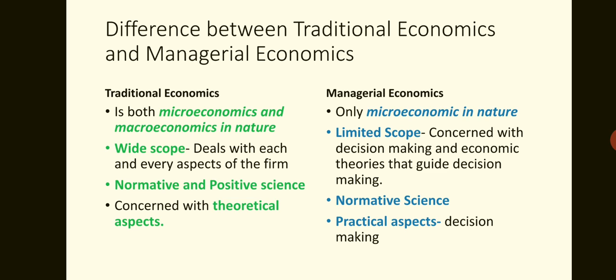So traditional economics considers both normative and positive science, whereas managerial economics focuses only on businesses, thus it is a normative science. Traditional economics is concerned with the theoretical aspects, all the theories related to individuals, related to firms, related to nations, related to the whole international environment, whereas managerial economics has practical aspects like decision making in the business, like what to produce, how much to produce. It is based on individual firms' decision making. How firms are making decisions, it comes in managerial economics.